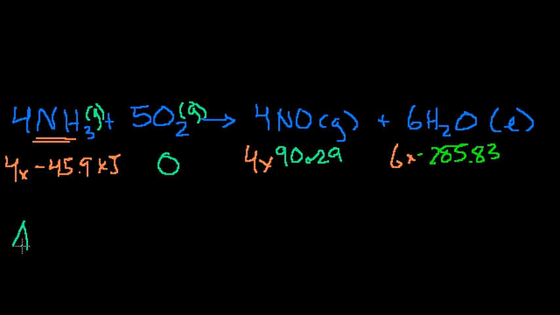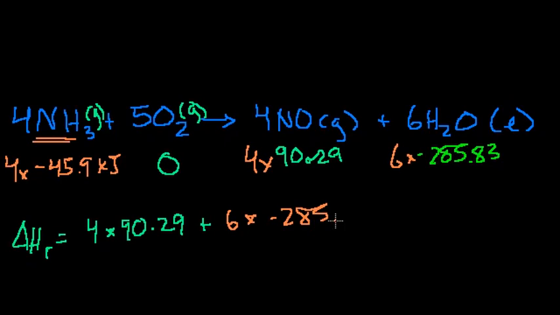So the delta H of this reaction is going to be equal to 4 times the heat of formation of nitrogen monoxide, so 4 times 90.29, plus 6 times the heat of formation of water, so plus 6 times minus 285.83.